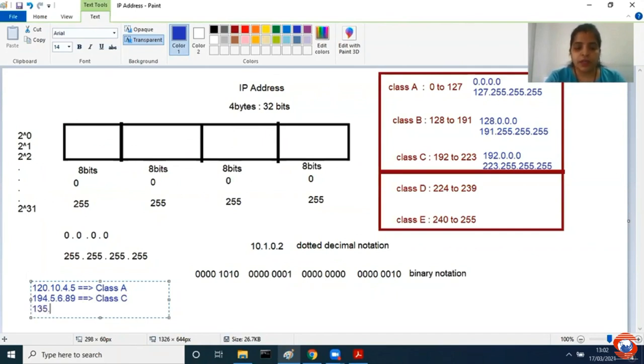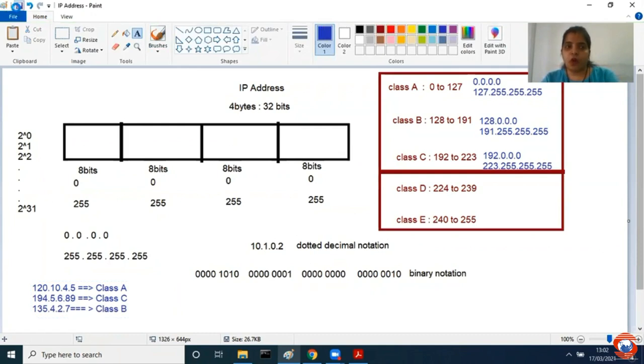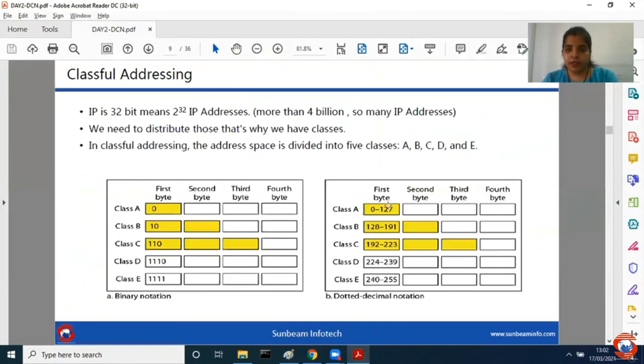If I say 135.4.2.7, now which class is this? Class B. So how did you recognize? By observing the first octet. Did you understand till here? This type of question is asked. After observing the first byte, whatever the range, accordingly you can say this belongs to class A, this belongs to class B, and so on and so forth. This is called dotted decimal notation.